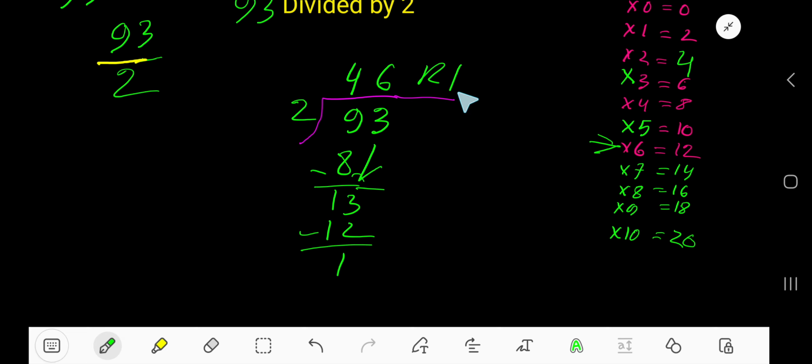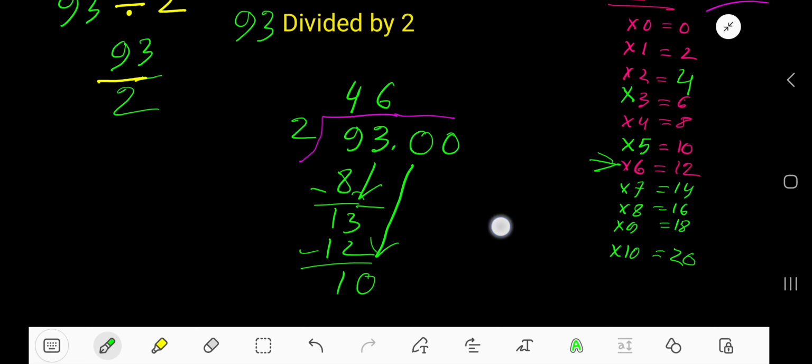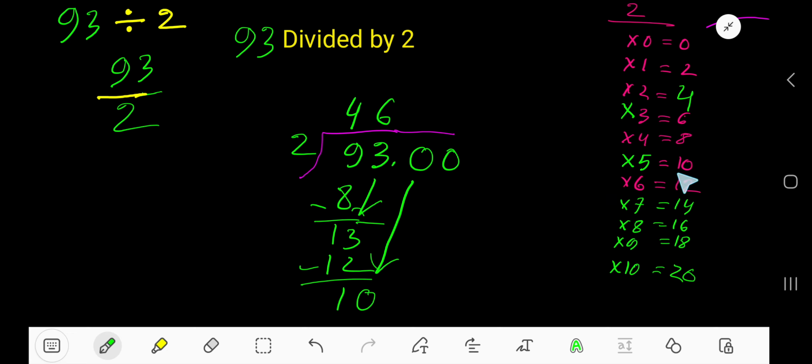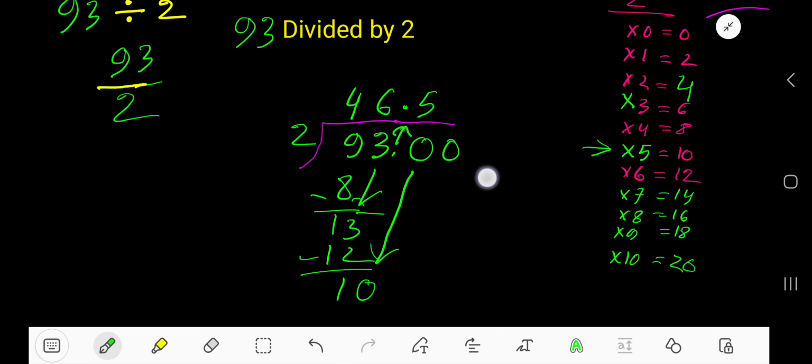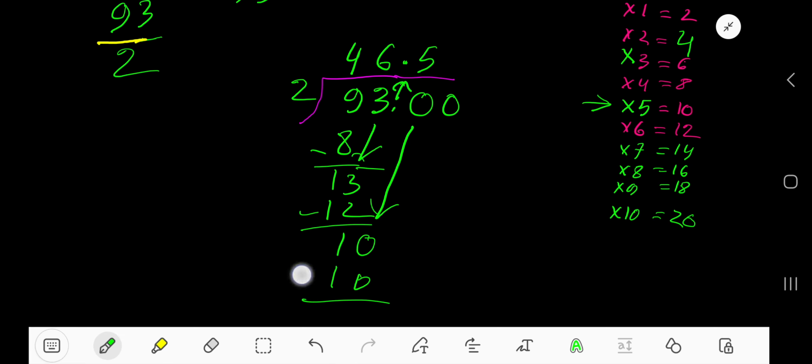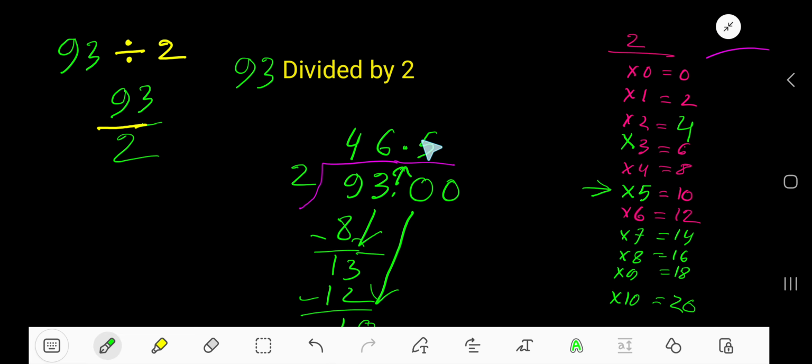If you want to write your answer in decimal form, just put a decimal here and you are allowed to take any number of zeros. Bring down the first 0. 2 goes into 10 how many times? Look, 5 times 2 is 10, right? 2 goes into 10 5 times, but before the 0 there is a decimal, so it must come to the quotient directly. 5 times 2 is 10, subtract, you get 0, so 46.5 is your answer.